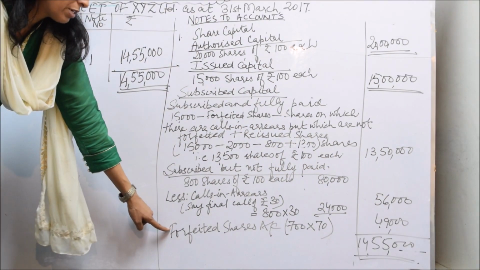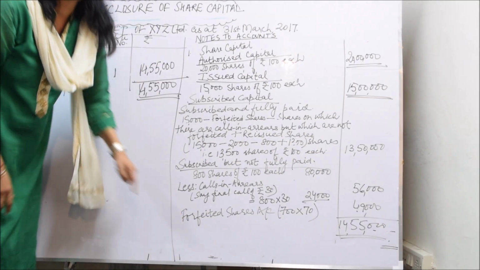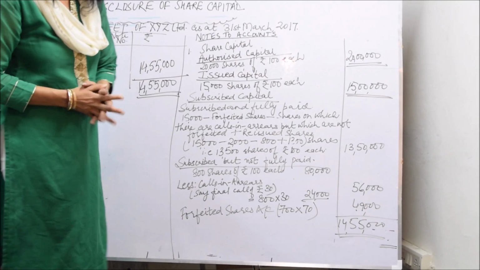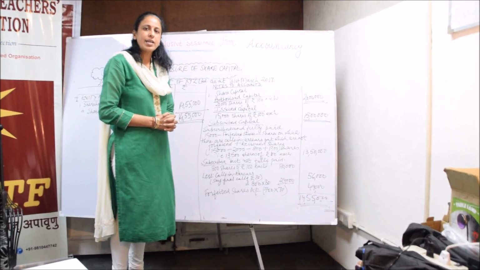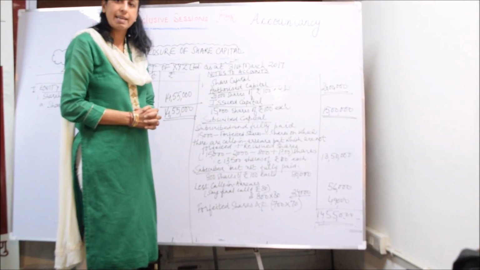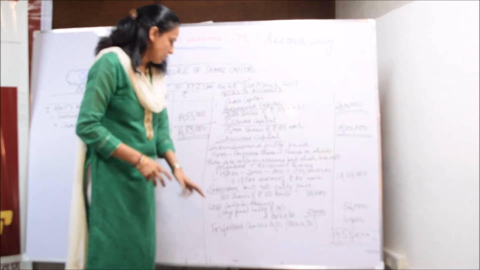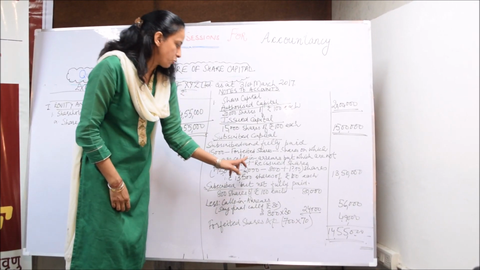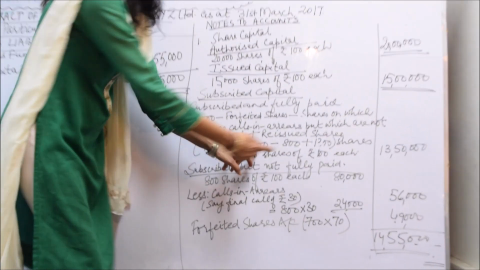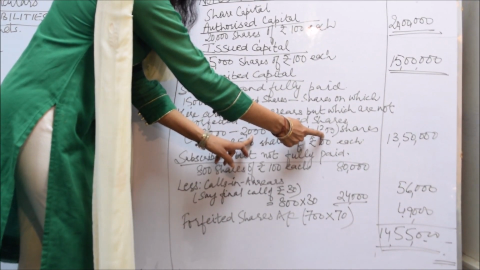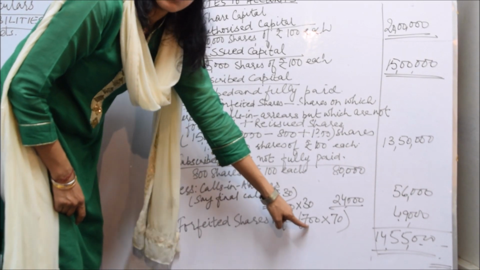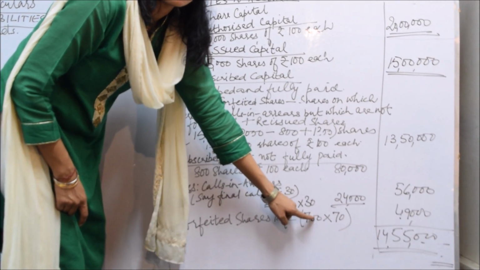And lastly, forfeited shares account balance. Now forfeited shares account balance, when does it appear in the balance sheet? It appears under two circumstances. One, when the shares are not reissued at all, or secondly, when there is partial reissue. So out of 2,000 shares which were forfeited, 1,300 shares are reissued. So how many shares are not reissued? 700. So where are these 700 shares? They're lying with the company.